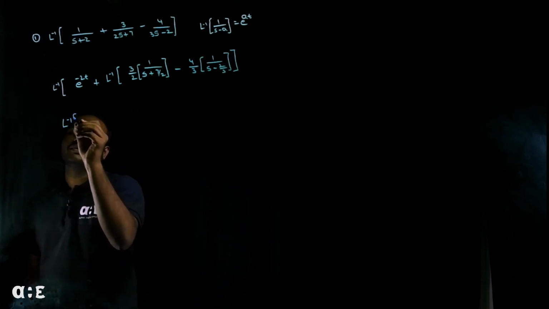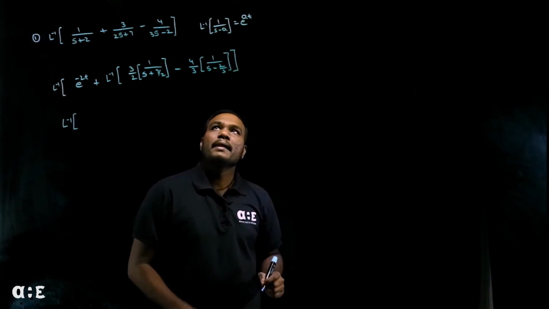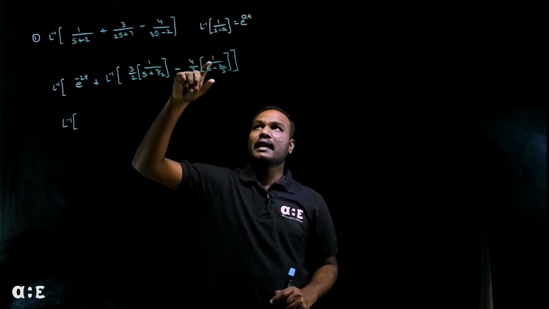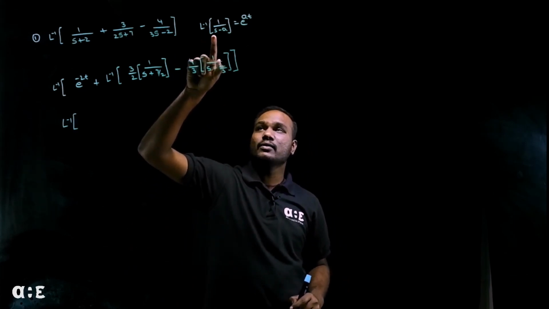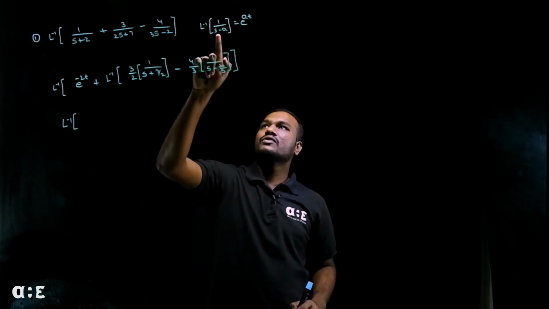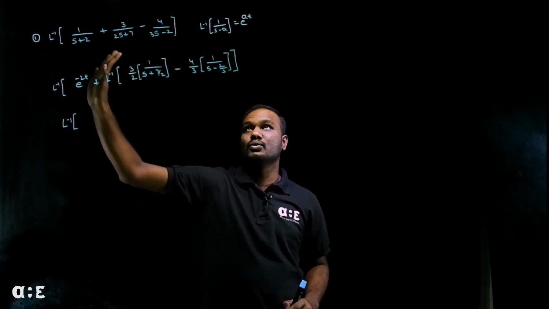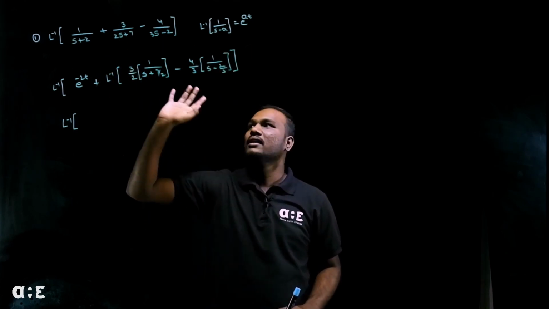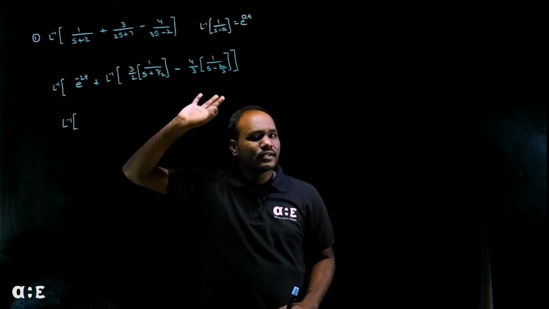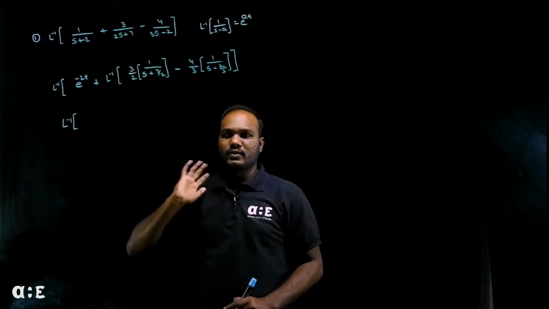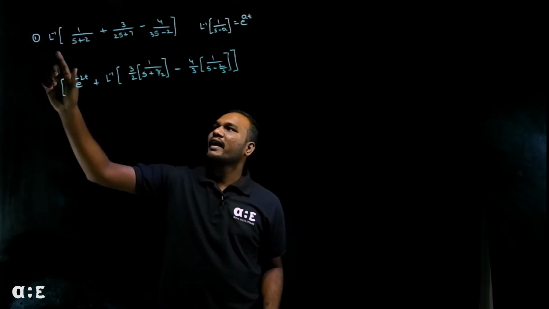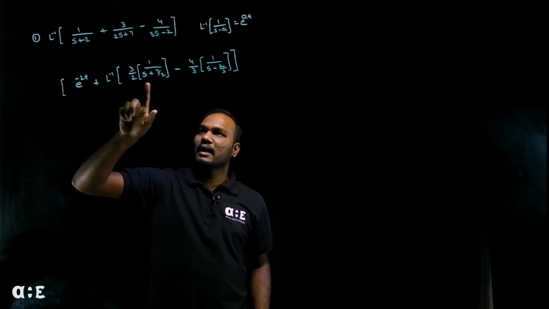Why did we do this? When I was doing the Laplace inverse, the s coefficient must be 1. Here the s coefficient was 2, but we need the s coefficient as 1. That's why we have taken whatever the coefficient of s is, common, and then done the question. We already have the Laplace inverse of this as this. Let's find the Laplace inverse of this.